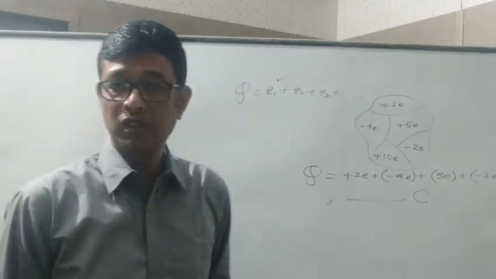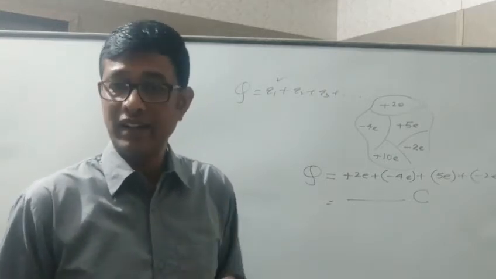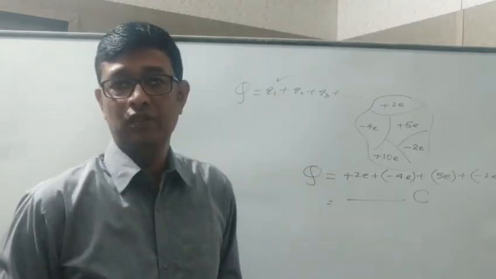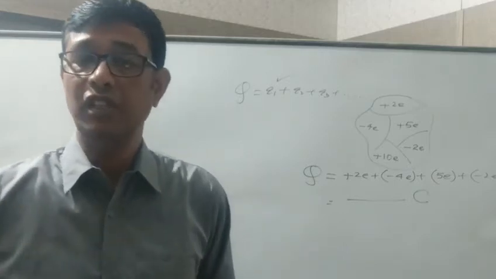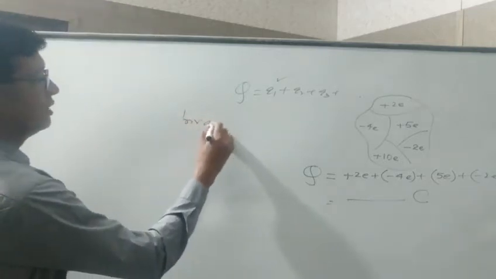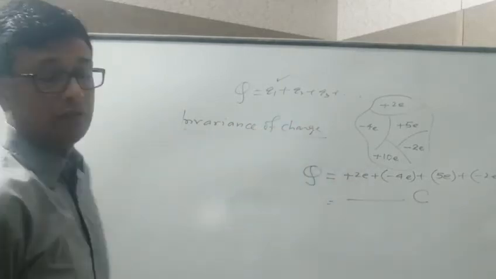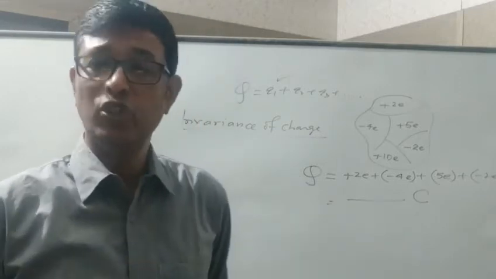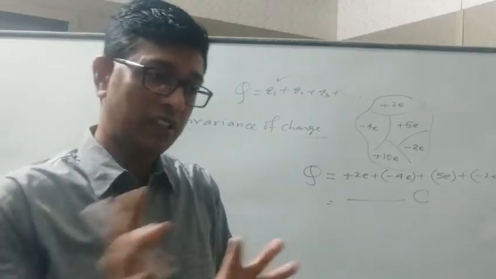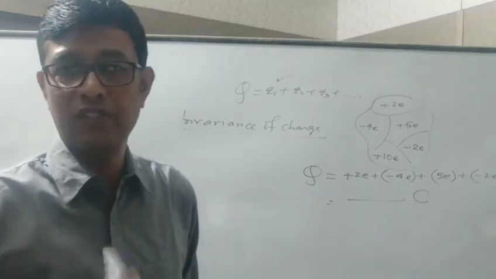So 3 properties which we have discussed. Charge is conserved, charge is quantized, charge is of additive nature. Then there is another property, invariance of charge. It means that the charge on a body does not depend upon the motion of the body. Whether the body is at rest or whether it is moving, the net charge on that body will remain same. So that is known as invariance of charge.